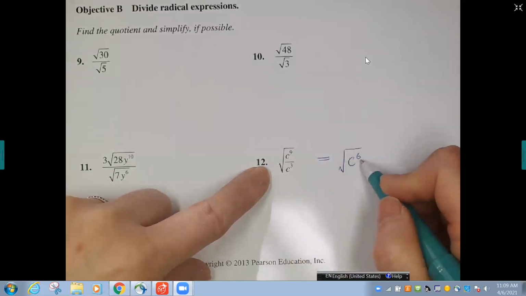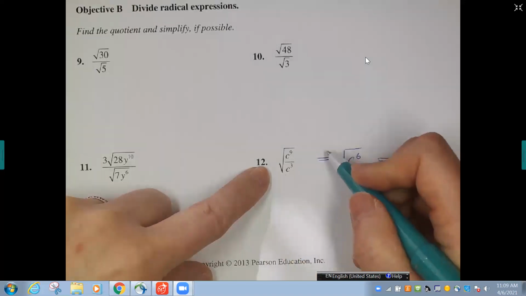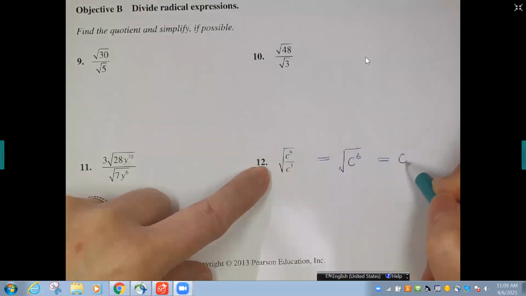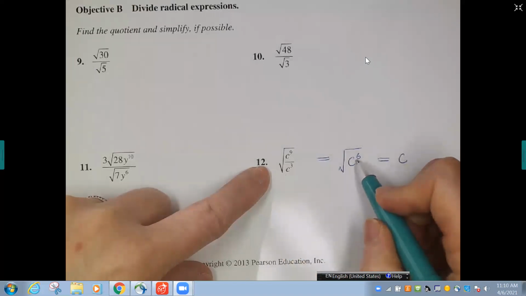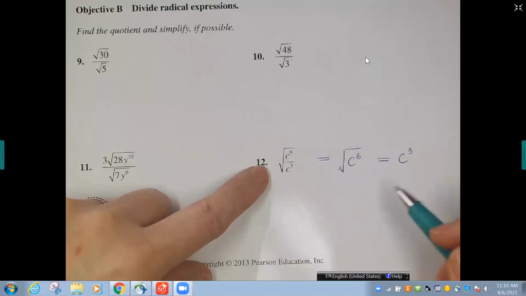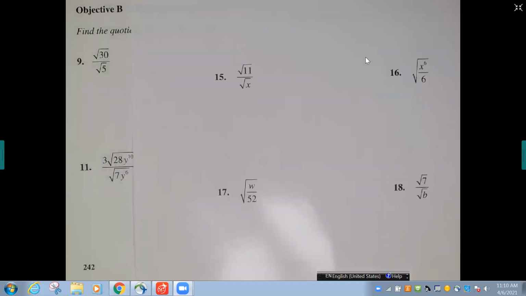And 6 is an even number. Then we know c can be moved out because it has an even number exponent. And this new exponent will be half of the old exponent. 6 divided by 2, that's 3. Okay, so that will be the final answer. So this one looks pretty similar. Now I'll give you another one.